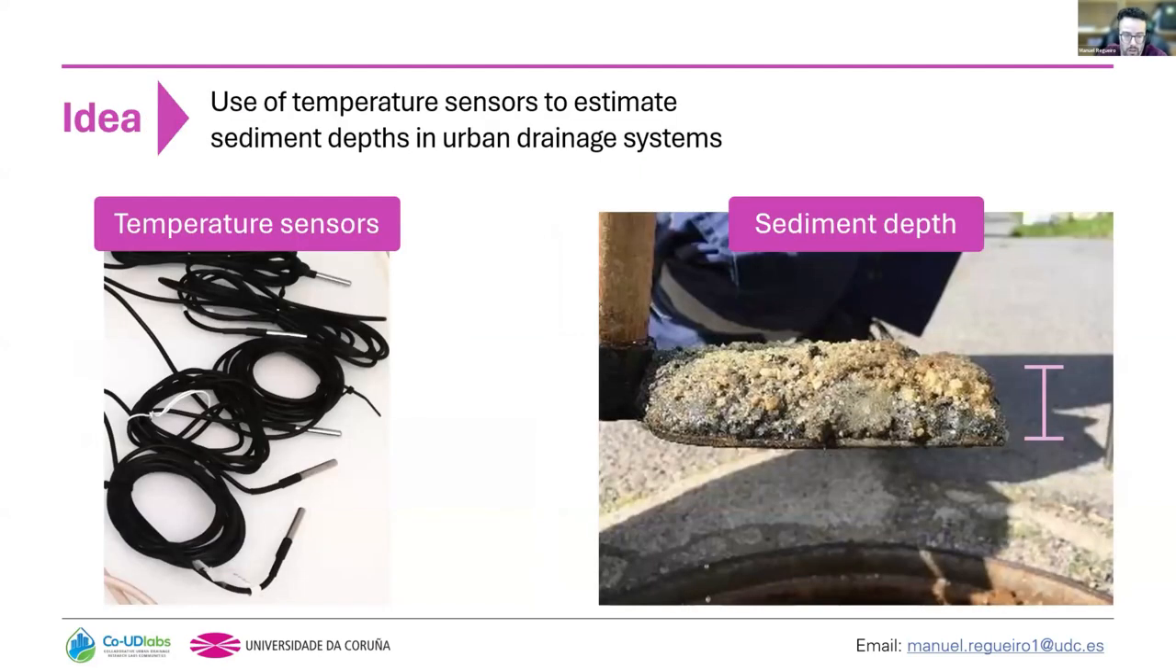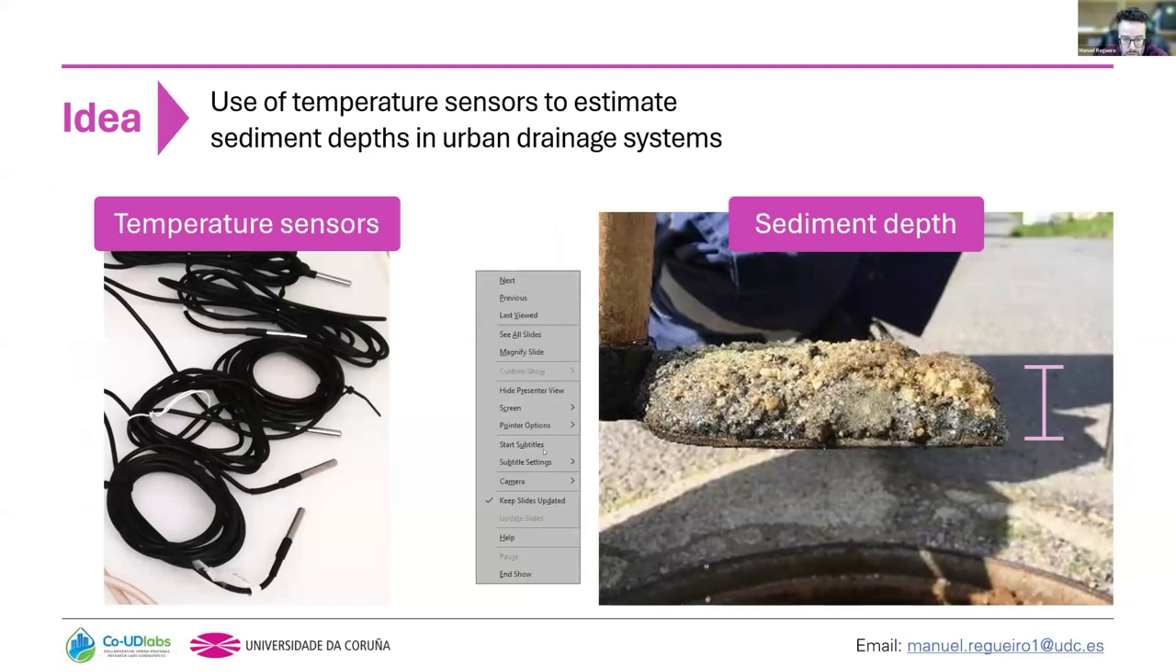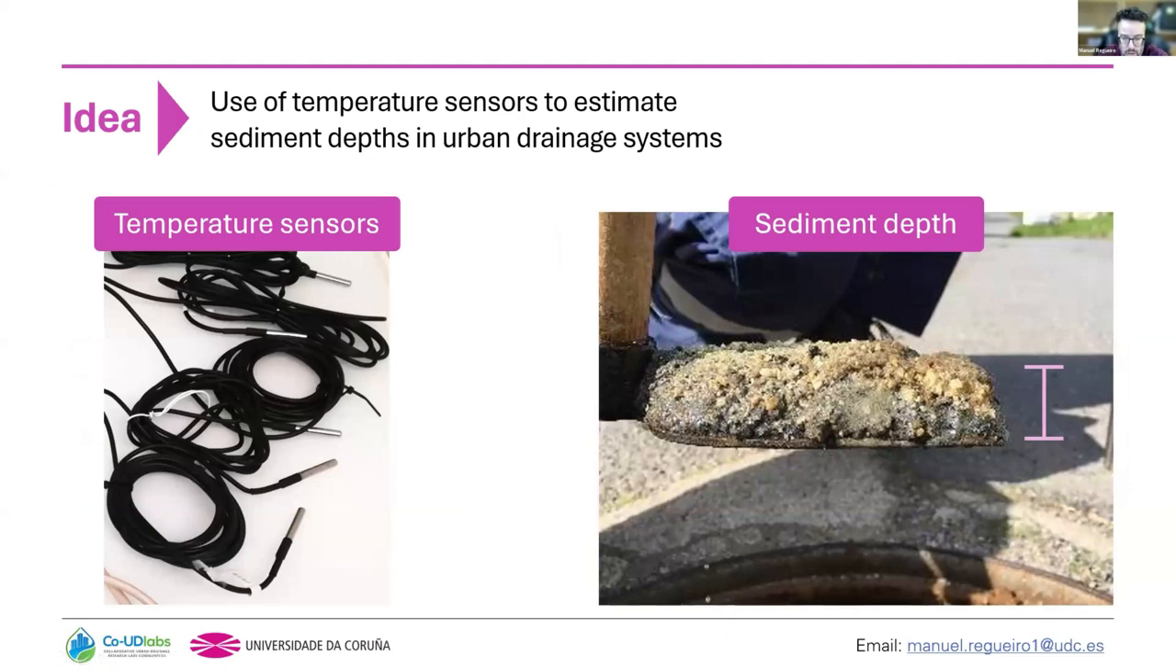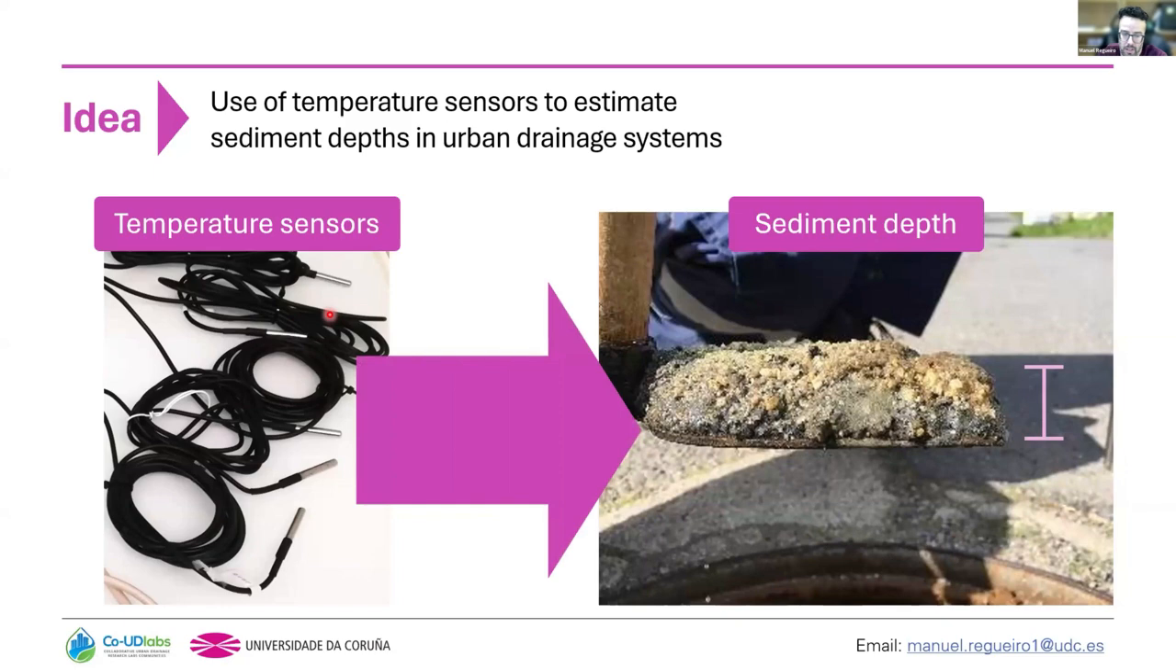With all this context, we proposed a system based on temperature sensors in order to estimate the sediment depth in this urban drainage system. So basically, on the left we have temperature sensors, and the idea is to use these temperature measurements to obtain the sediment depth.